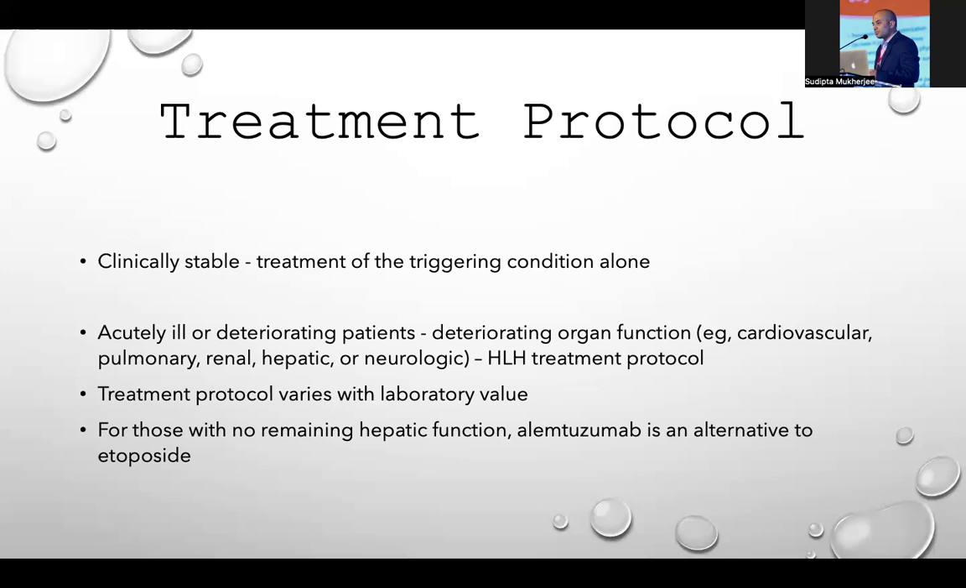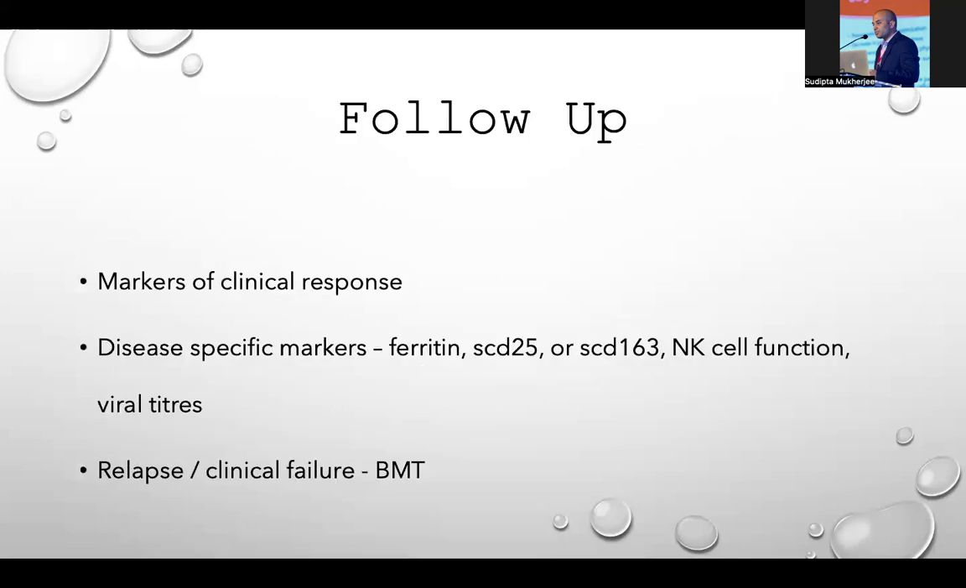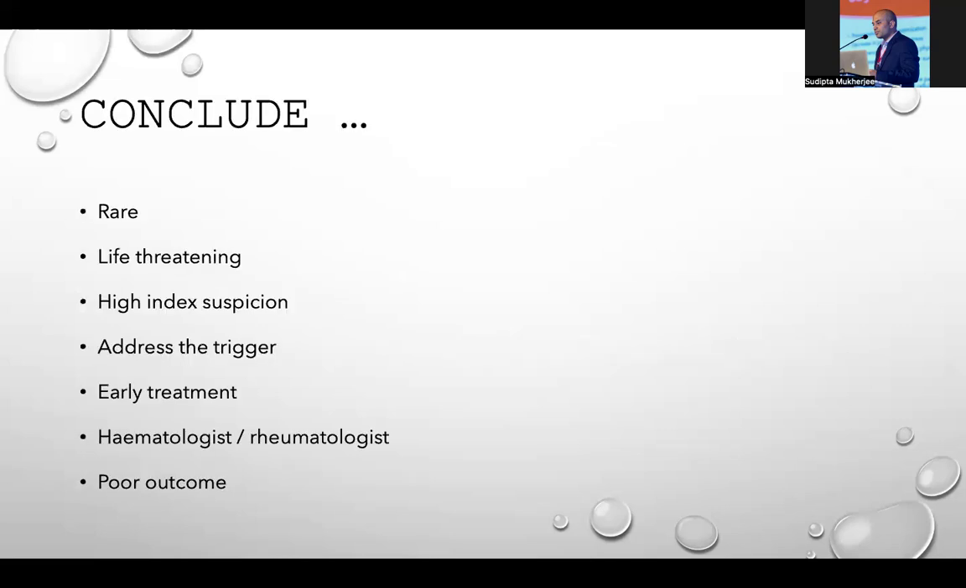If the patient has significant hepatic dysfunction, alemtuzumab will be an alternative to etoposide. We should consider using it. Follow up: yes, we need to follow up along with clinical response. We can do some disease-specific markers like ferritin, soluble CD25 and CD163, NK cell function, and the viral titer for EBV. And if the patient has a relapse or clinical failure, there is a high probability that they will require a transplant.